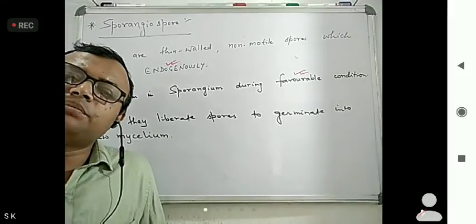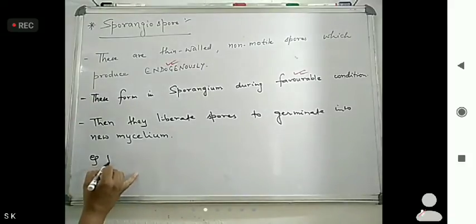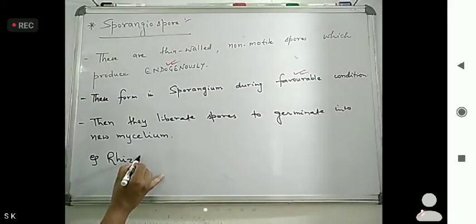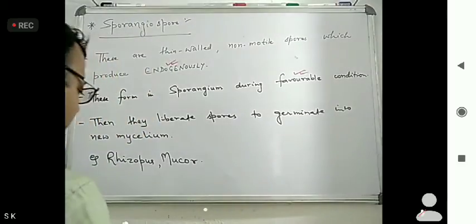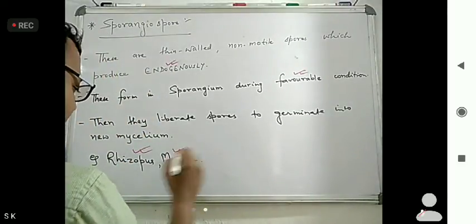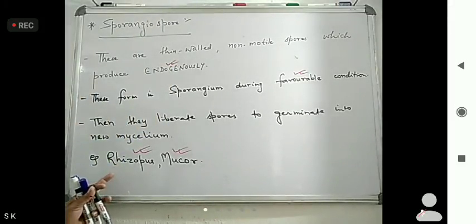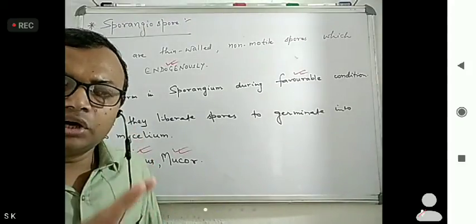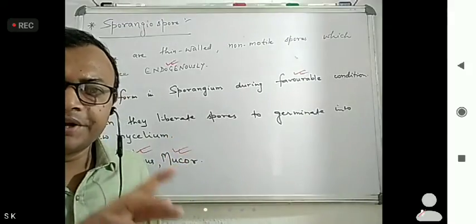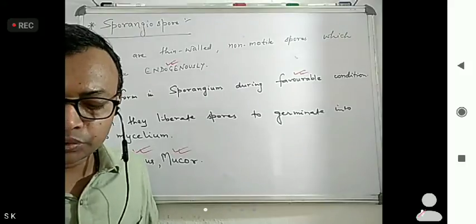Now, examples here are Rhizopus and Mucor. So sporangiospore-forming examples are Rhizopus and Mucor. Be attentive, because sometimes in the examination they give match the column questions, and inside that they will give sporangiospore, zoospore, conidia.